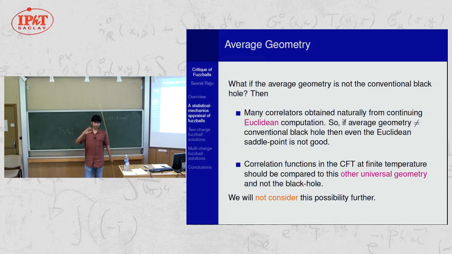Someone has to tell me there is a universal geometry by this theorem I told you previously, and someone has to tell me what that geometry is if it's not the black hole geometry, and it would say that correlation functions have to be compared to correlators in this other universal geometry. Some things depend a lot on the structure. So for example, you have these log numbers.